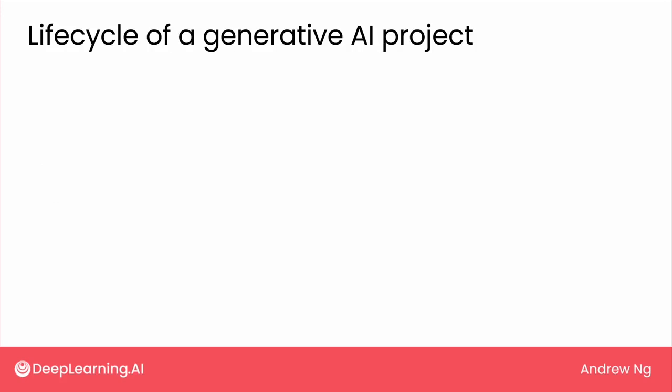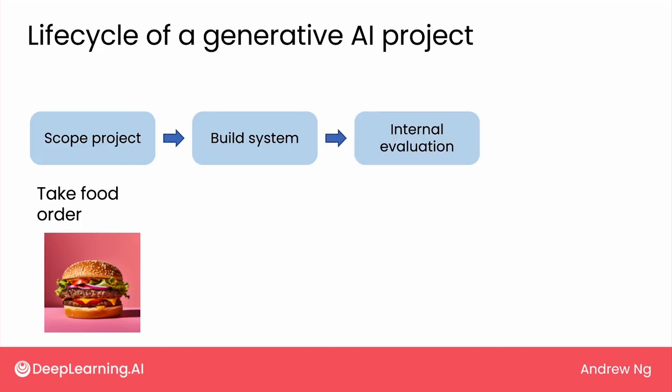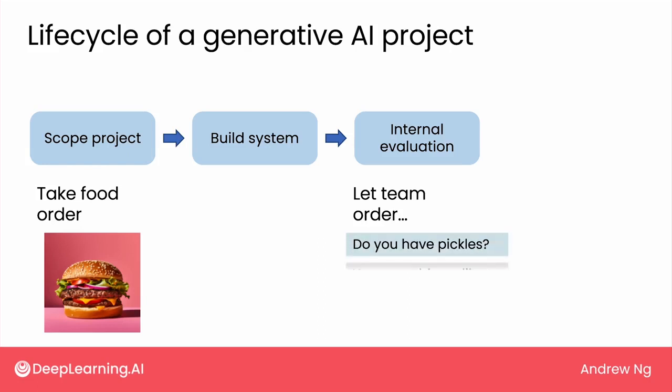Just to walk through a second example of the lifecycle of a generative AI project, let's look at what building a system to take food orders might look like. Say you decide to scope a food order customer service chatbot to take orders. What you would do is start by building the system and quickly throw together a chatbot to take food orders. Then, because we don't know how well this is doing, you might let your internal team try it out and place different orders and see how well it does. And sometimes it'll generate good responses, like, do you have pickles on that cheeseburger? And it'll ask if you want some.